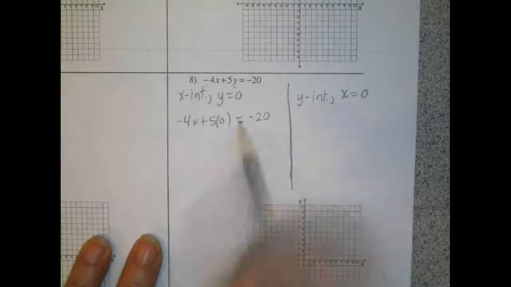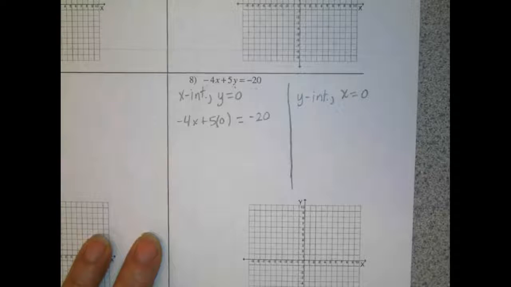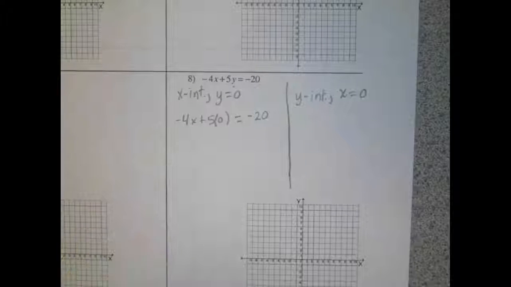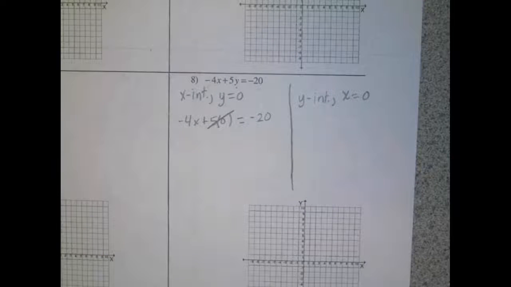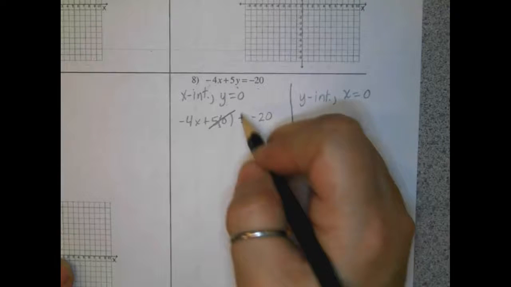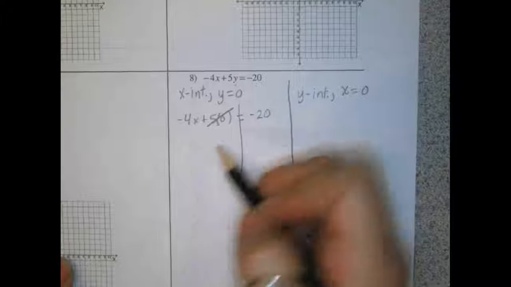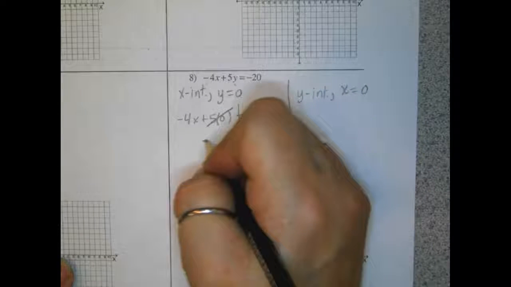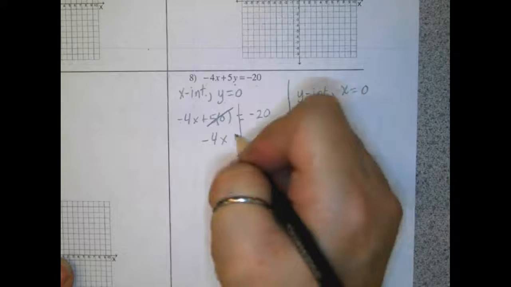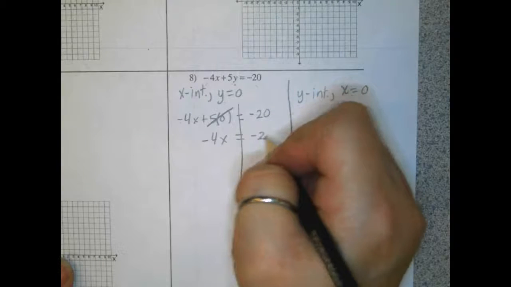So what is 5 times 0? What is it, Eddie? It's 0, right? So this has a 0 value. It becomes unimportant in my equation. So I can go ahead and bring down what I have left. Now make sure you bring down that negative. So I have negative 4x is equal to negative 20.